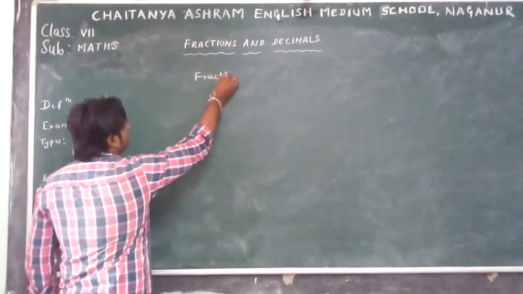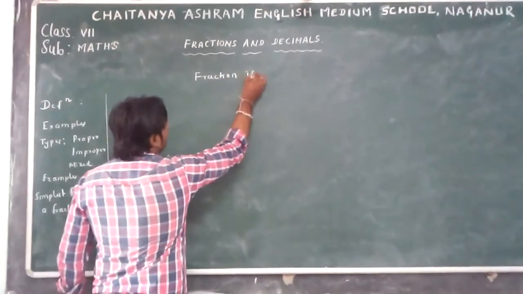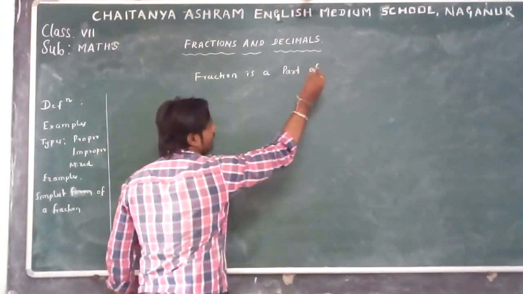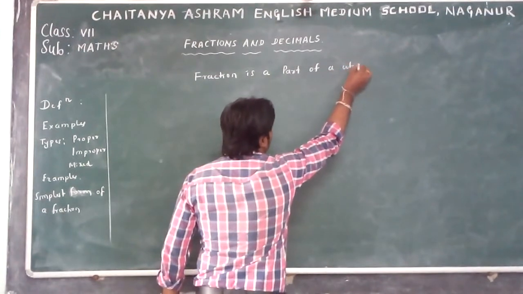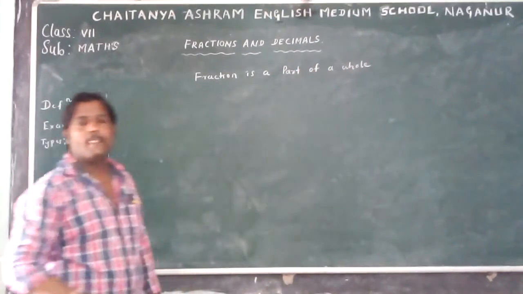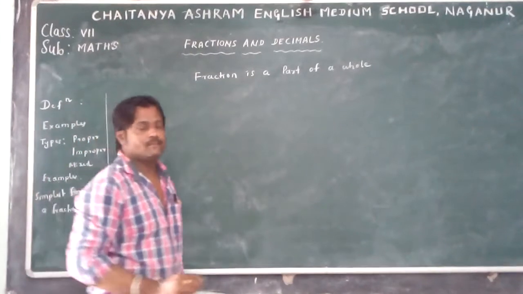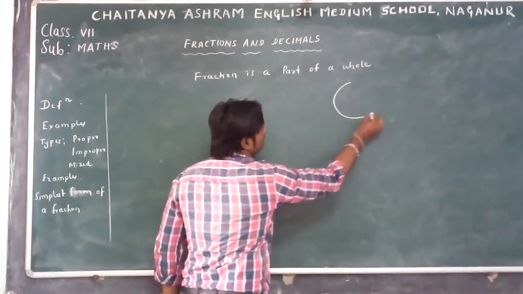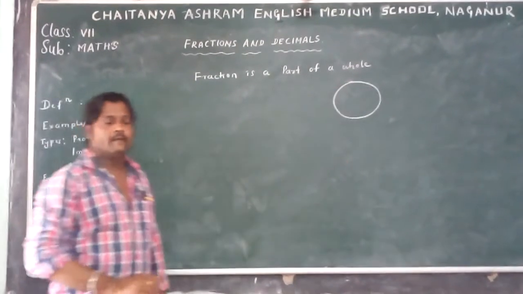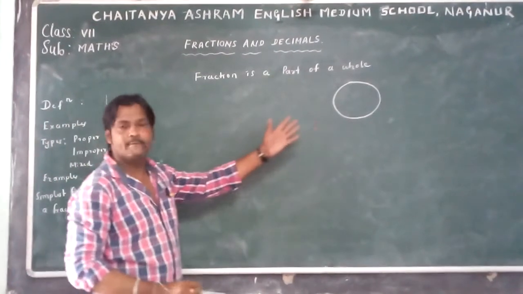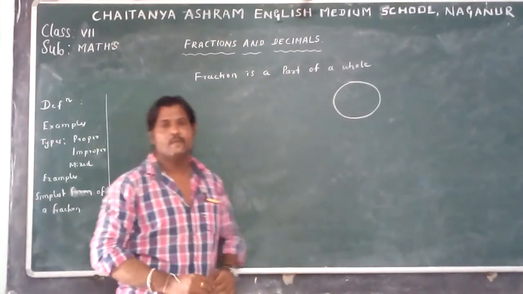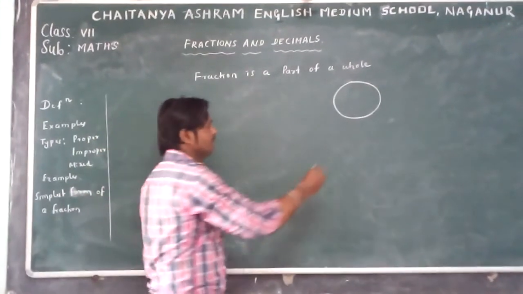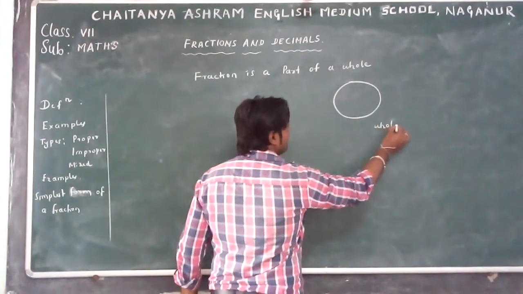Fraction is a part of a whole. For example, consider the circle. What is the name of this geometrical figure? Circle. Consider the circle. We treat this circle as a whole.